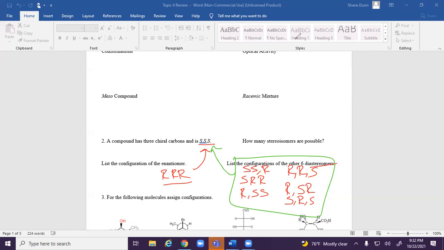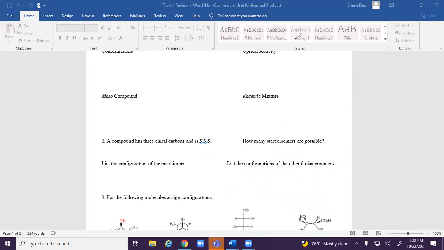Okay, then how many stereoisomers do we have? To figure this out, it's just a simple math problem where X is equal to 2 to the n power, and n is how many chiral carbons we have, right? So n would equal 3 here. What's 2 to the third power? 2 times 2 times 2: 4 times 2 is 8. There are three chiral centers, so there are 8 stereoisomers. You do X equals 2 to the n power.